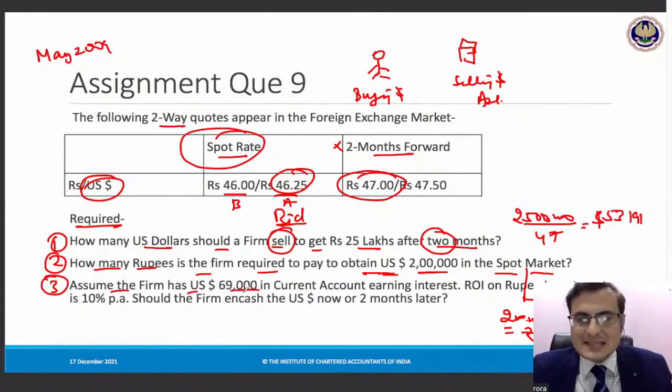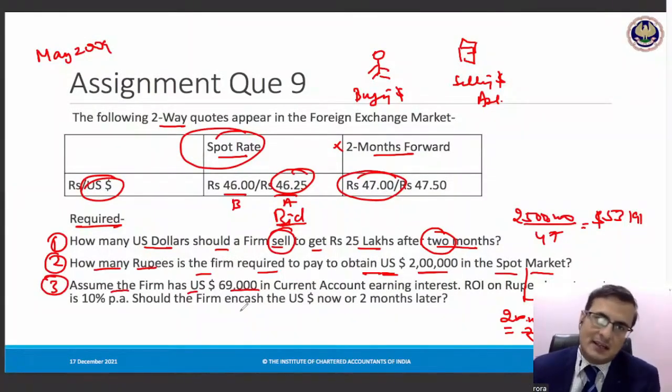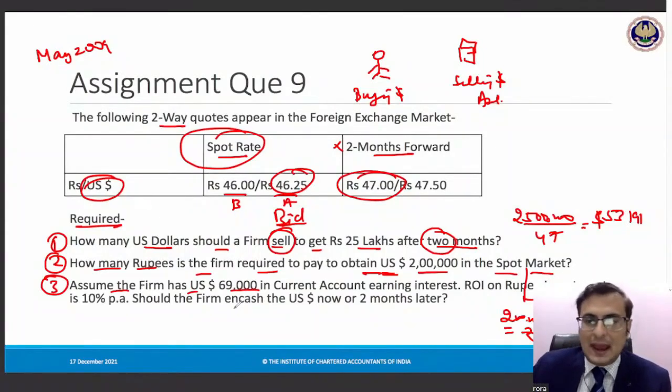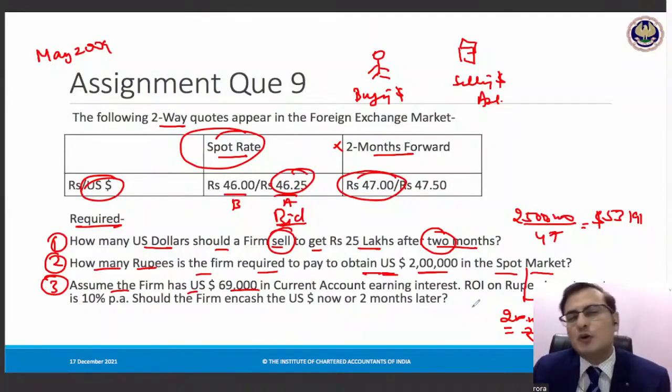Assume the firm has $69,000 in their current account. Sir, what does this mean? I mean, just like you have a bank account, so how many rupees you have? Just check in your mobile app and see how many rupees are there. Similarly, the bank is also having the amount, but in foreign currency. Although in the current account you don't earn any interest, the question says the rate of interest on the rupee investment is 10% per annum.